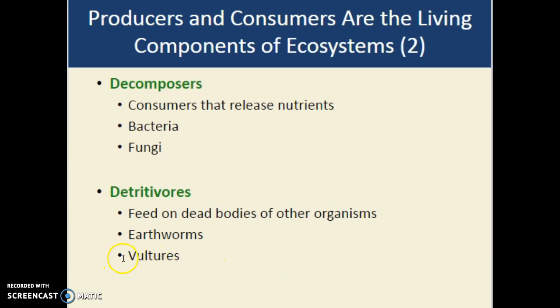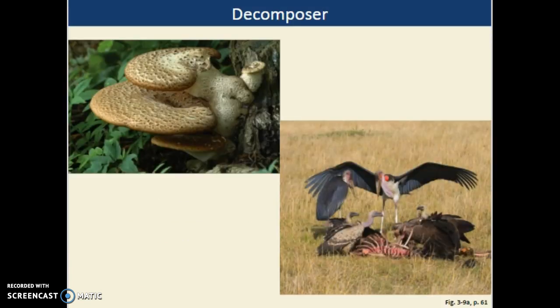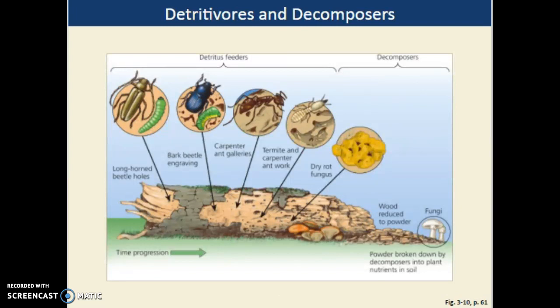I think vultures are a better visual example because we know what those are. They're certainly going to feed on the dead bodies of other organisms, but a lower percentage of what they consume gets cycled back into the ecosystem. And there are pictures of decomposers and detritivores. Another picture of detritivores.